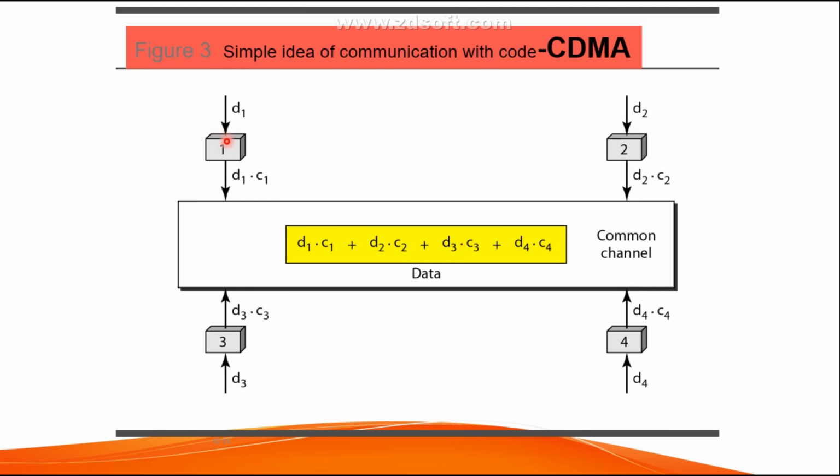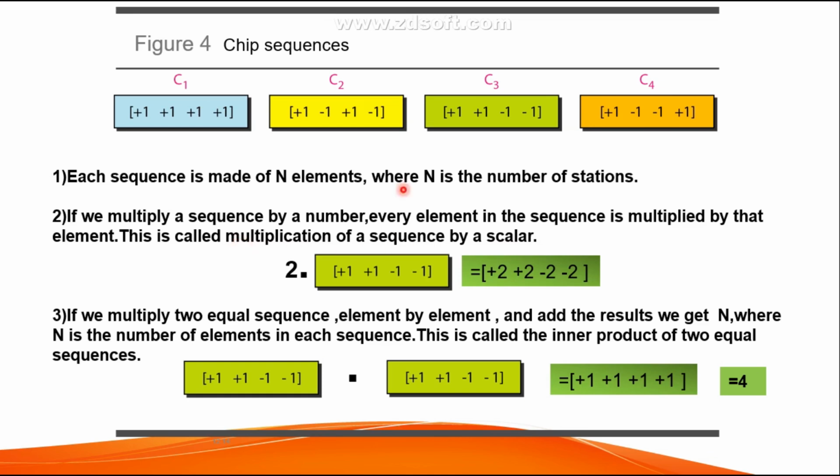So CDMA is based on what? Coding theory. Each station is assigned a code, which is nothing but a sequence of numbers, which are called what? Chips. Now let us see the details about those chips.